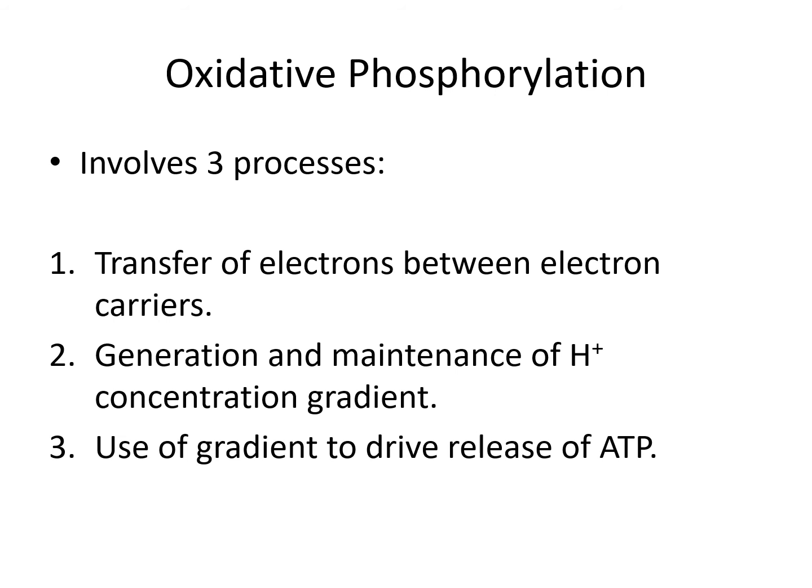Oxidative phosphorylation occurs in 3 processes. First, we have the transfer of electrons between electron carriers, such as FADH2 and NADH. Then we're going to have the generation and maintenance of a hydrogen ion. And hydrogen ions we often call protons, because it has 1 proton. So you could call this hydrogen ions, or you could call this a proton. And this will produce a concentration gradient. Then it's going to use this gradient to drive the release of ATP.